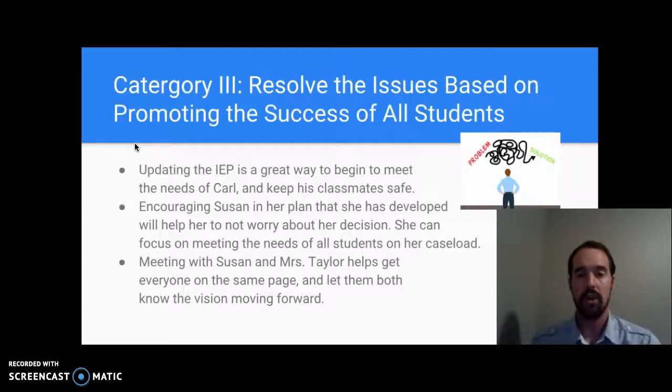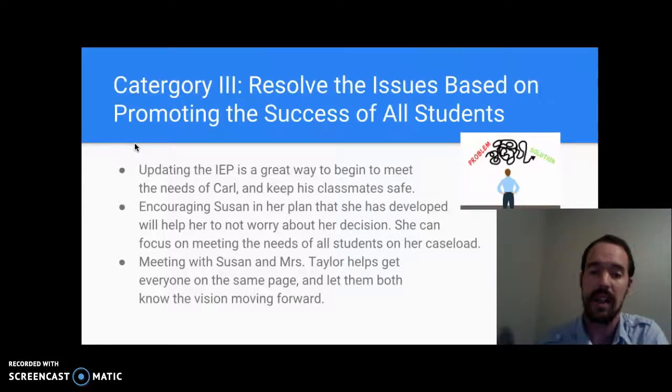Category 3, resolve the issues based on promoting the success of all students. So to begin with, updating the IEP is a great way to begin meeting the needs of Carl and keeping his classmates safe. I'm very proud of Susan and her initiative in adjusting his IEP. I think encouraging Susan and her plan that she's developed will help encourage her to feel more confident. I think also it will allow her to help focus on meeting the needs of all the rest of her students on her caseload when she's not as concerned with if she made the right call for Carl.